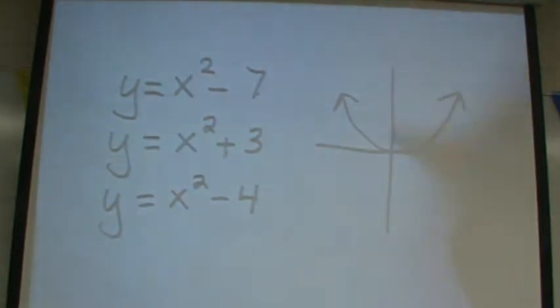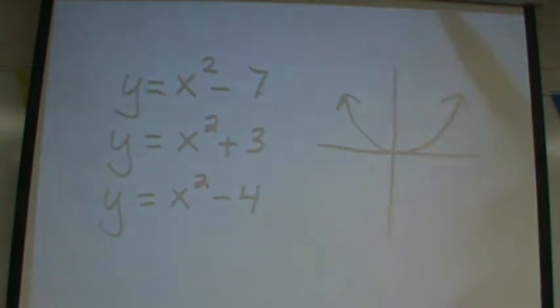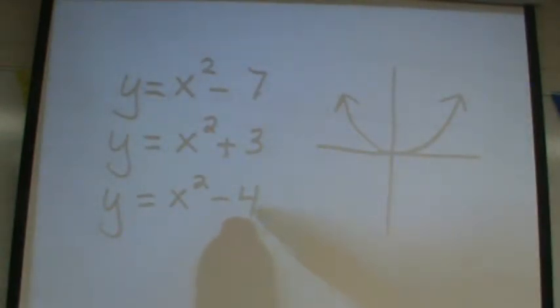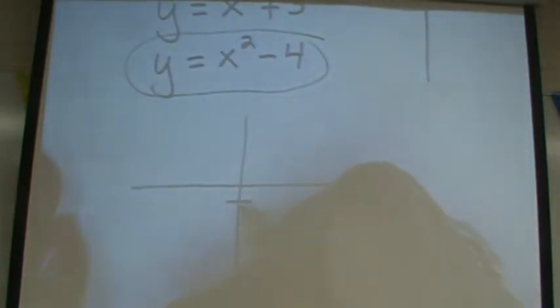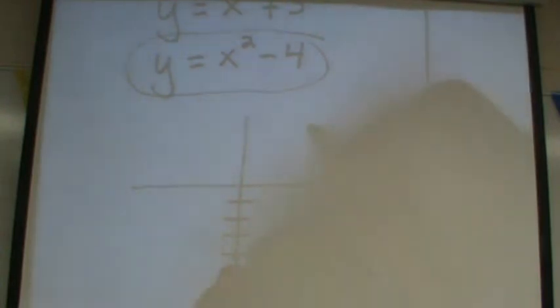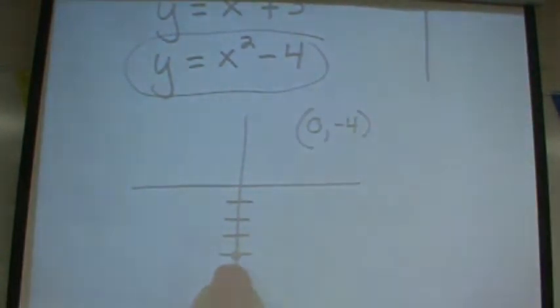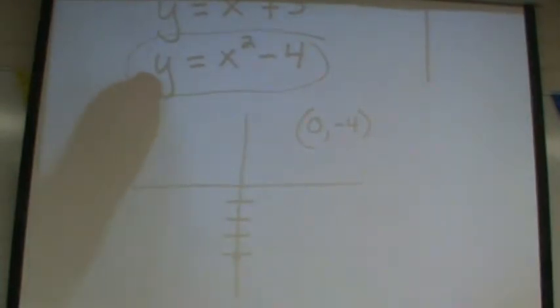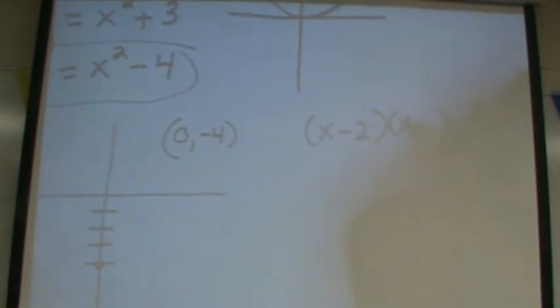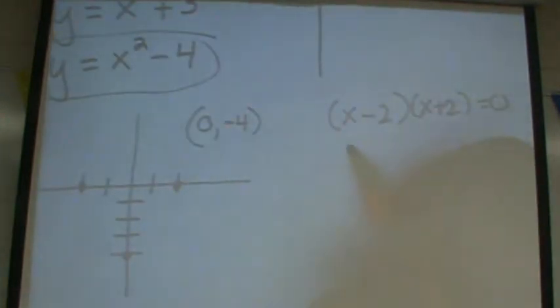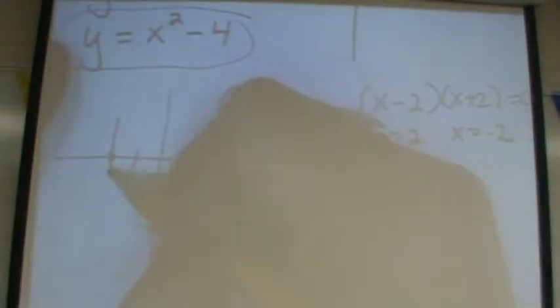So for these, your axis of symmetry is x equals 0. So if you had to do any of these, all you have to understand is that, like for this one, you're shifted 4 units down, 1, 2, 3, 4. 4 units down. So your vertex is 0, negative 4. If you were to set this equal to 0, and factor this, x minus 2, x plus 2, your two x-intercepts are 2 and negative 2. So it'll look like this.